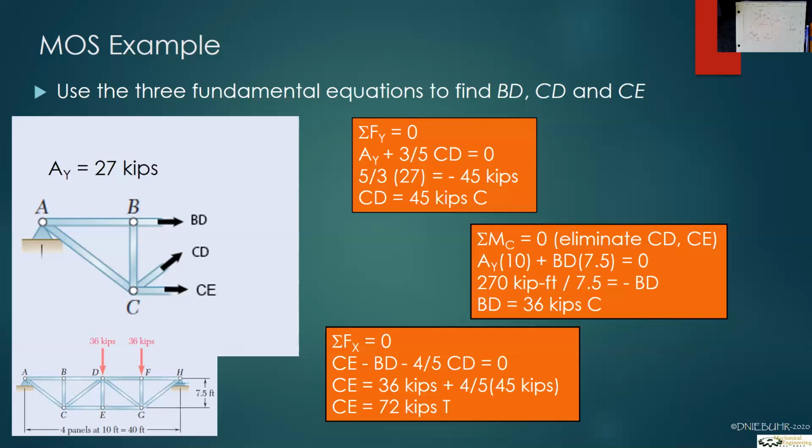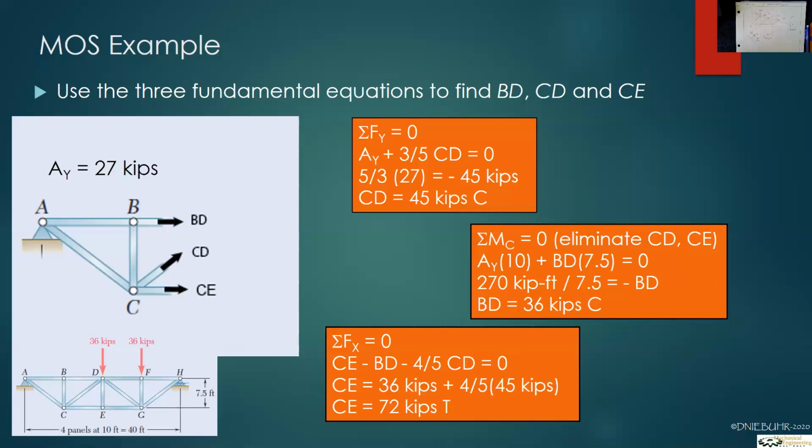So lastly, we go ahead and sum the forces in the X, and in that case, we just have CE minus BD minus 4/5 CD, because we've already established that BD and CD are negative, or compression going to the left, and we solve for CE, which ends up being 72,000 kips to the right in tension. So hopefully that makes sense.